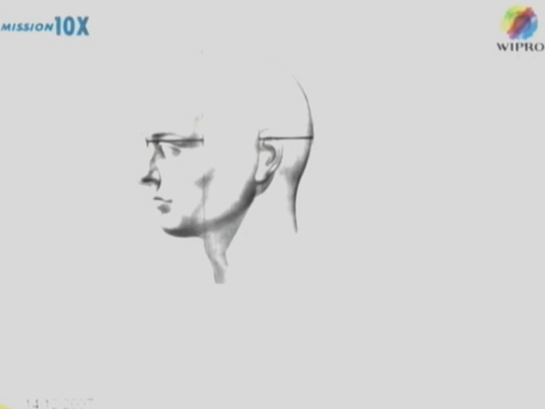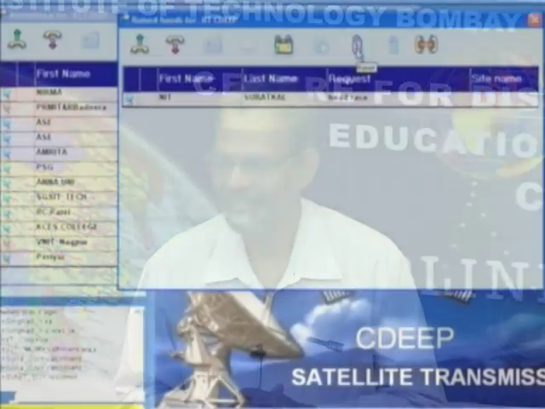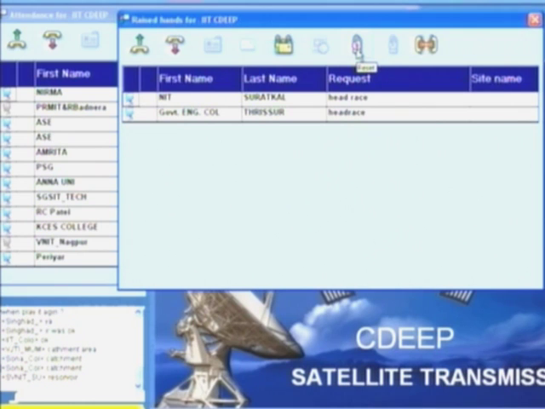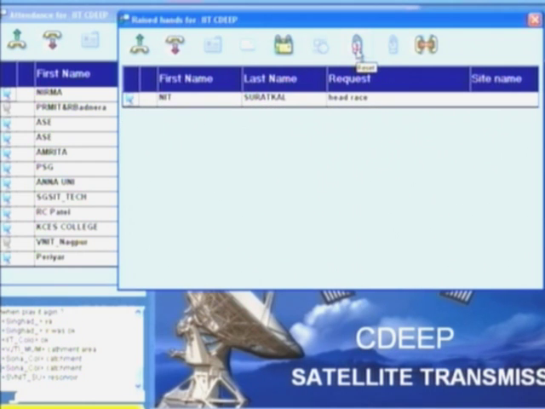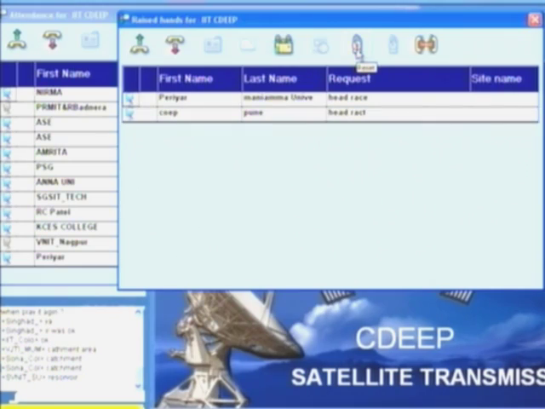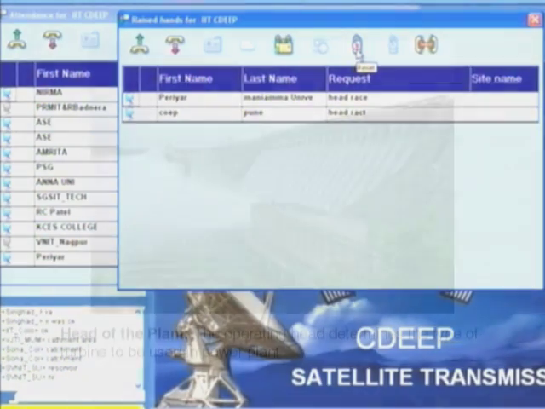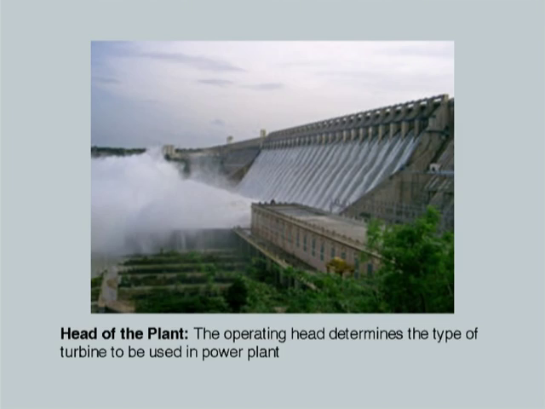This is the next picture. What does it relate to? Any guesses? Quick. Yes, NIT Suratkal has it. Head of the plant, the operating head determines the type of turbine to be used in the power plant.